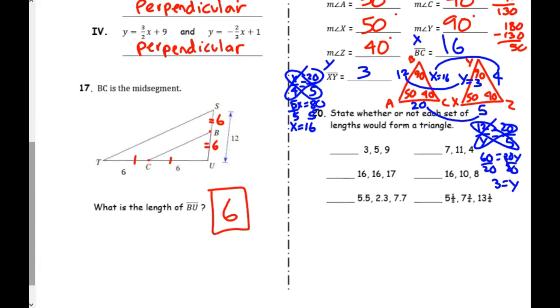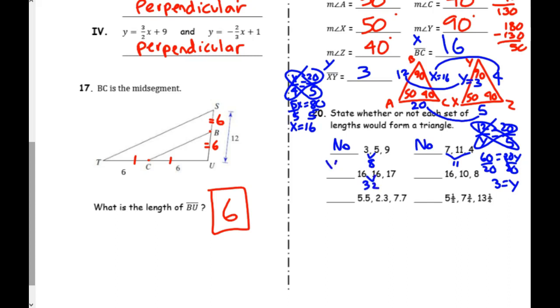20. State whether or not each set of lengths would form a triangle. So remember the triangle inequality theorem. The two smaller sides must add up to greater than the third side for it to be yes. So 3 plus 5 is 8. 8 is not greater than 9. No. 7 plus 4 is 11. 11 equals 11, it cannot be equal. That's also no.